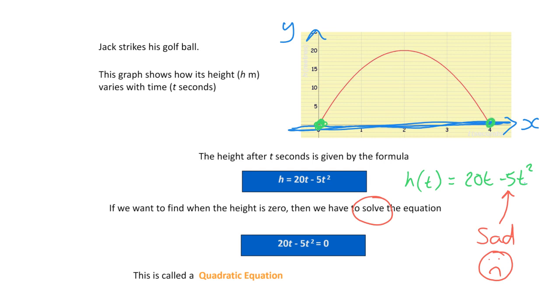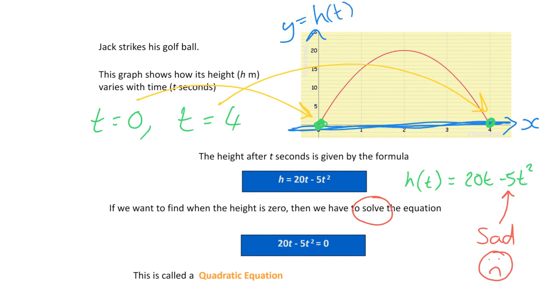So on this occasion, the solutions are t equals 0, which is right at the beginning, and t equals 4, which is right at the end. And those solutions arrive when y equals 0, or in this case, h of t. And that's something we'll cover a wee bit later. That y is actually represented by h of t. Okay, so the solutions are 0 and 4.